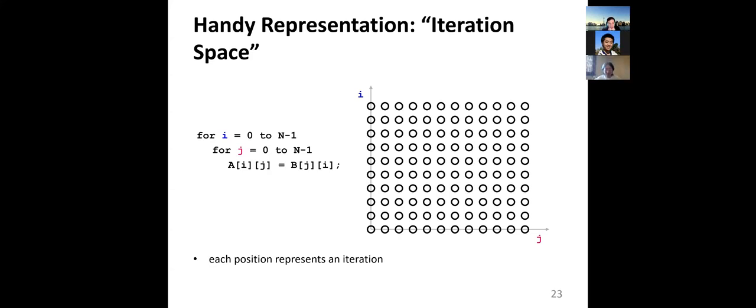Okay, so what we're going to talk about now is the way we go over the iteration space and time space. So what does that mean? When we have a loop like this, we have index variables i and j, right? What we try to do is really understand how the data is accessed and when we get misses or hits in the cache. The iteration space, essentially, each position represents an iteration.